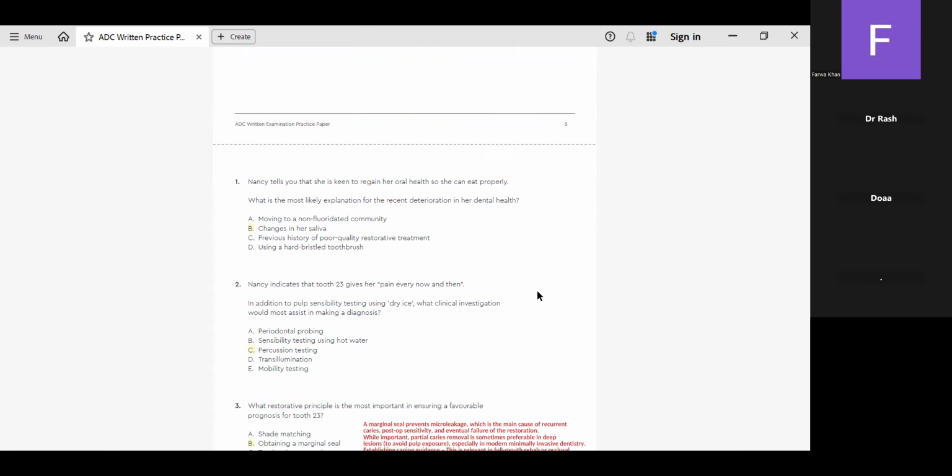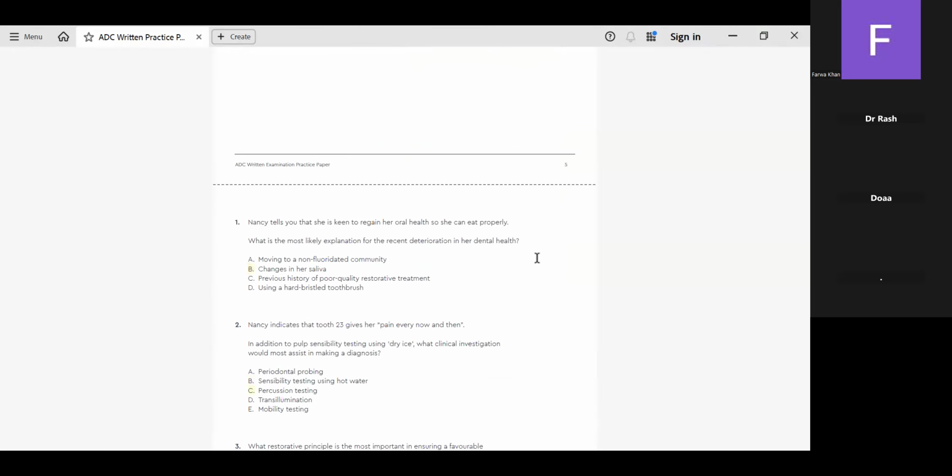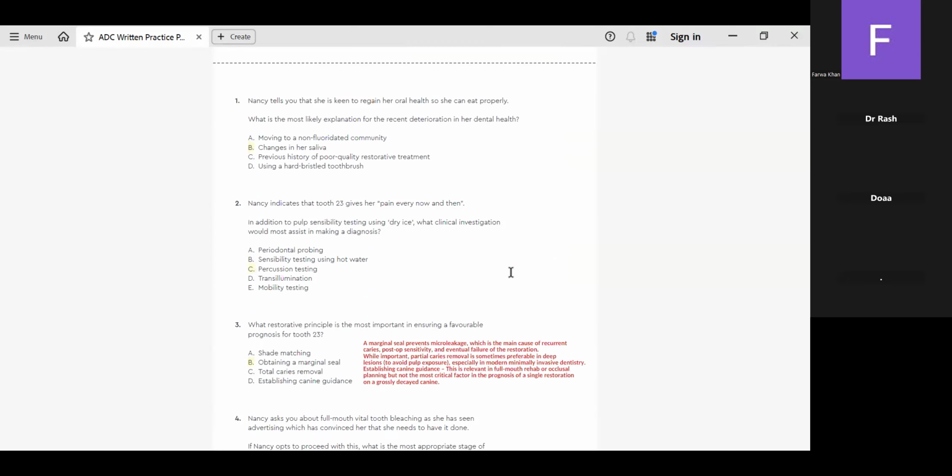All right. Now, if you look at tooth 2-3 here, this is the one that they're asking about. So the question asks you, what restorative principle is the most important in ensuring a favorable prognosis for tooth 2-3? Favorable prognosis means that the tooth survives for a long time, a good long-term future.